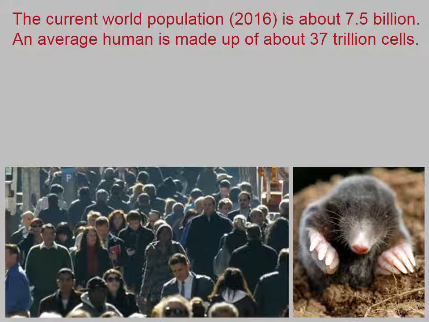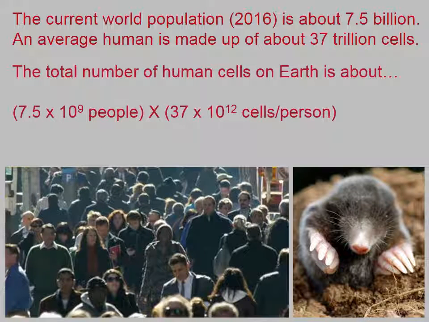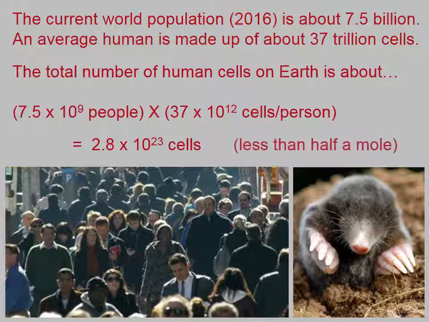Here's another example. The current world population, as of 2016, is about 7.5 billion. An average human is made up of about 37 trillion cells. If we calculate then the total number of human cells on Earth in 2016, we get 2.8 times 10 to the 23rd cells, which is less than half a mole.